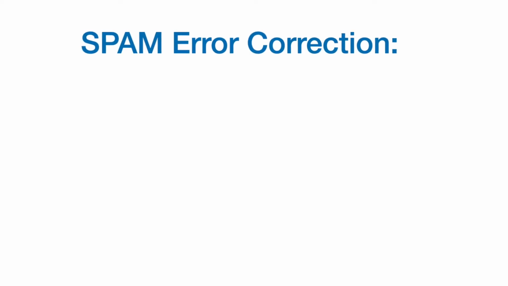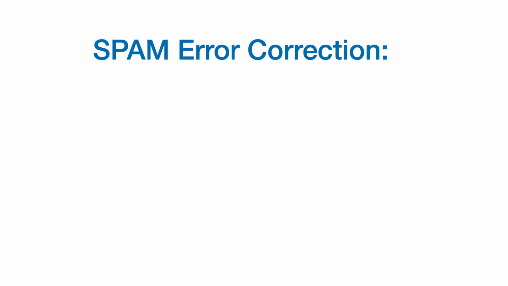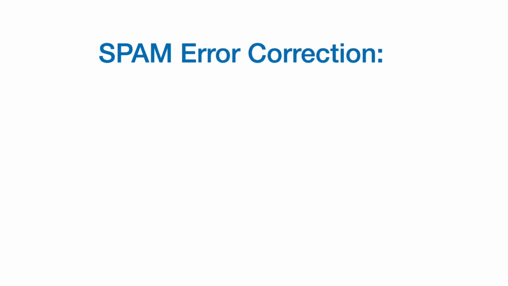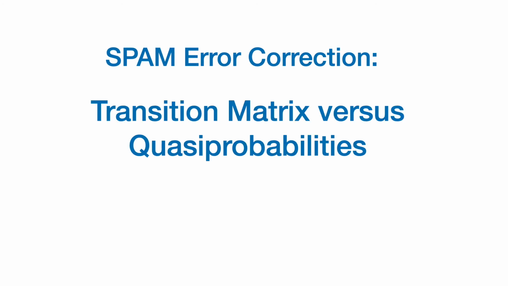Calibration and measurement error limit the potential of noisy intermediate-scale quantum computation. Some techniques have been proposed to mitigate this SPAM error. We compare two of them here: transition matrix and quasi-probability decomposition.